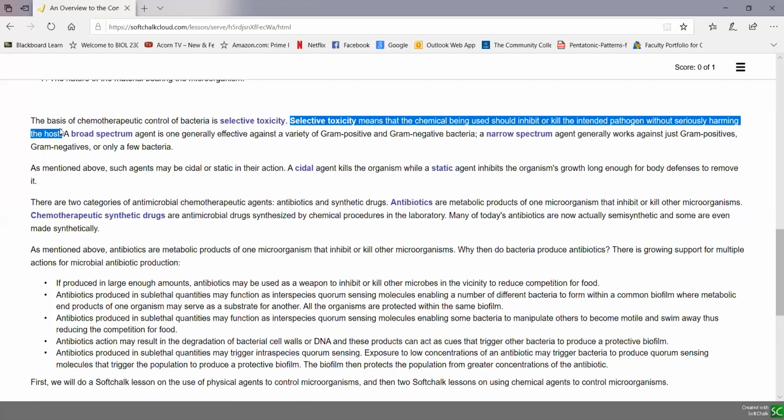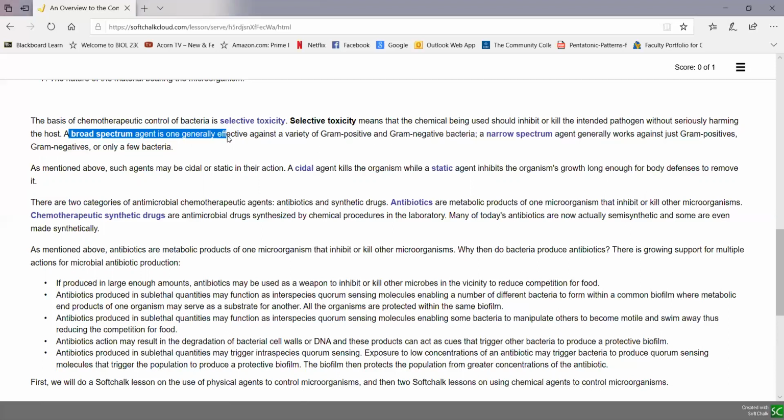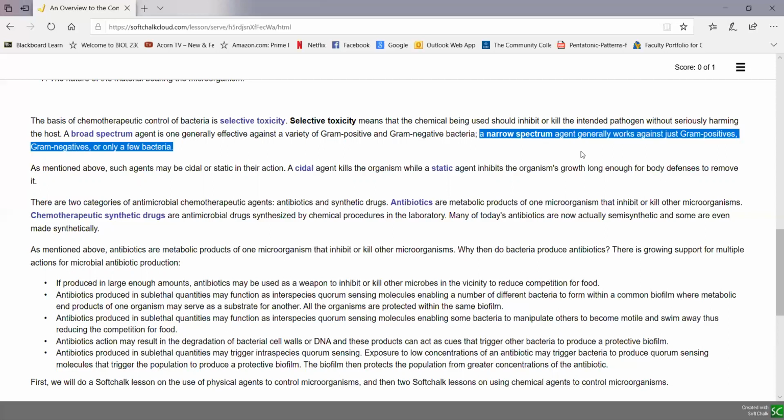A broad spectrum agent, like a broad spectrum antibiotic, is generally one effective against a variety of gram-positive and gram-negative bacteria. It works against a wide range, or broad spectrum, of microbes. Whereas a narrow spectrum agent, like a narrow spectrum antibiotic, works against just gram-positives or just gram-negatives, or maybe only a few bacteria. Most of our anti-tuberculosis drugs are very narrow spectrum.